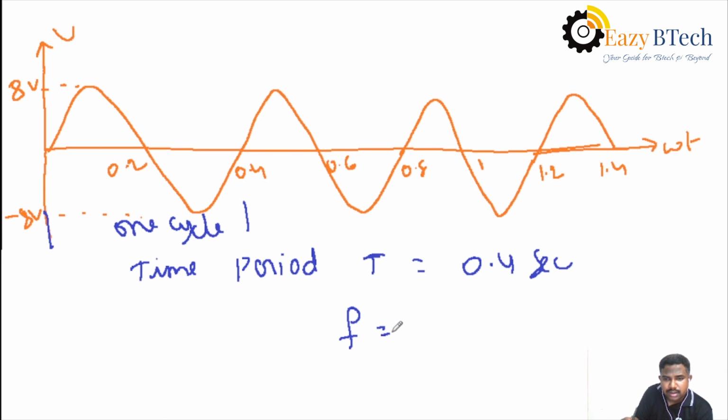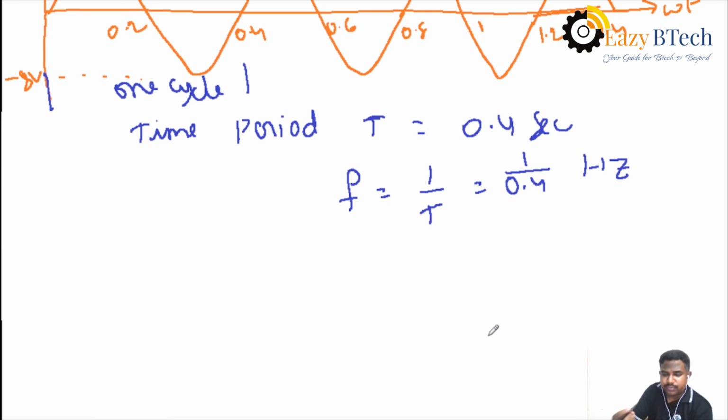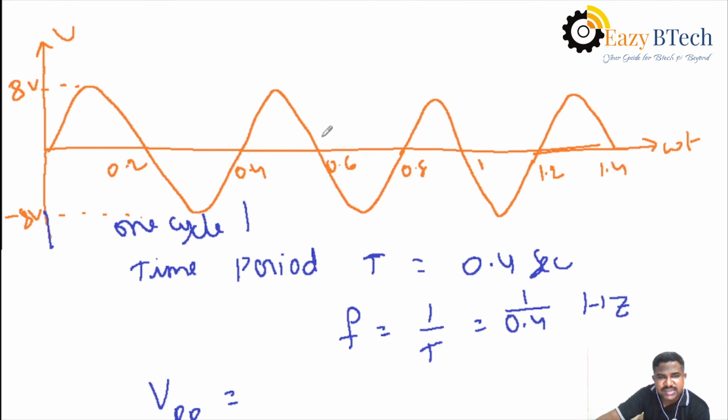Then, immediately knowing the time period, you can find out the frequency of the AC waveform, which is nothing but 1 by T. That is 1 by 0.4 hertz. The unit of frequency is hertz, we know that. Then from that waveform, what is the peak to peak value? That is VPP. The positive peak value is 8 and the negative peak value is 8. Then what is the total distance from positive to negative peak? That is 8 plus 8. Then the peak to peak value is 16.